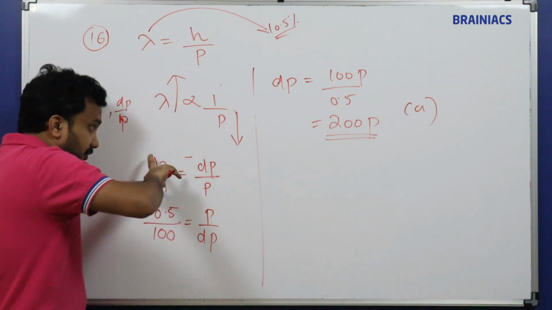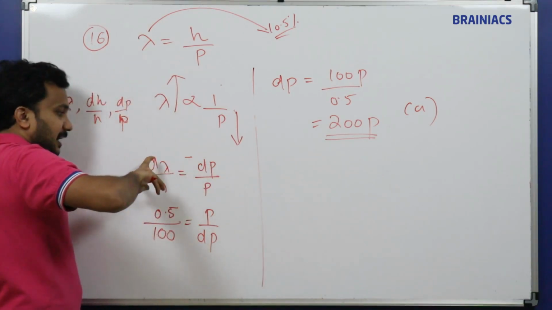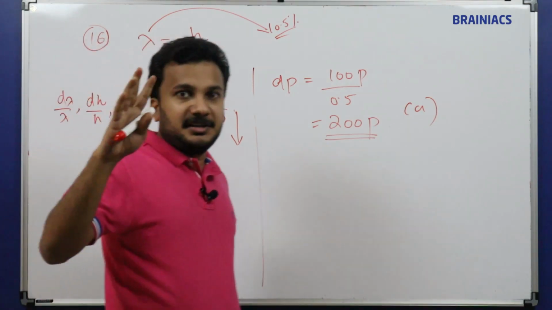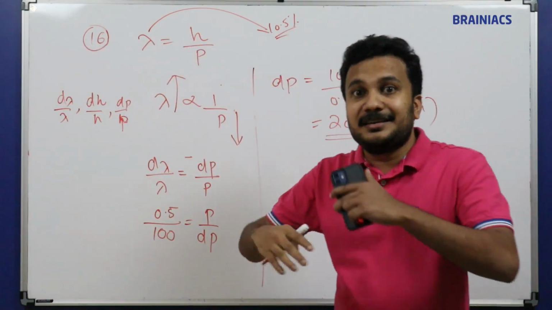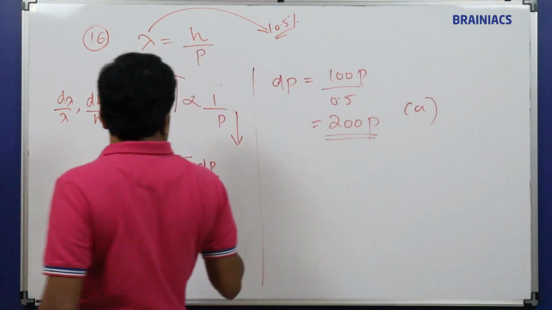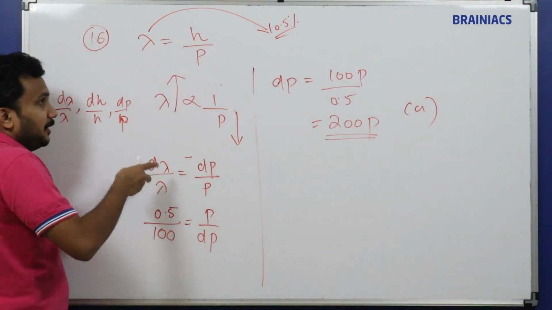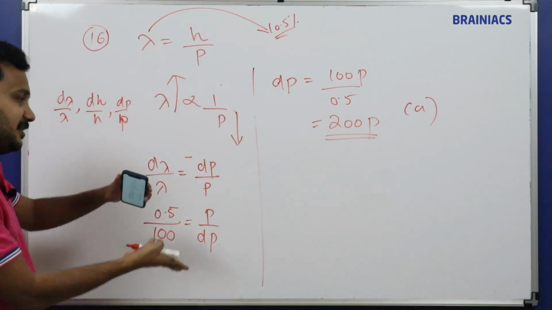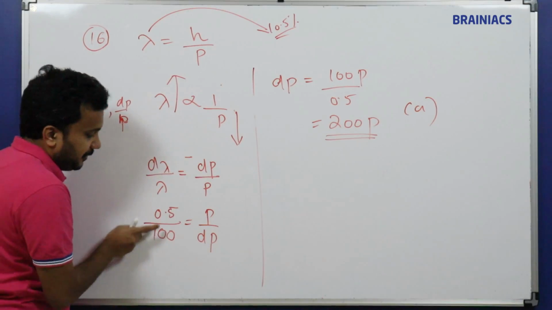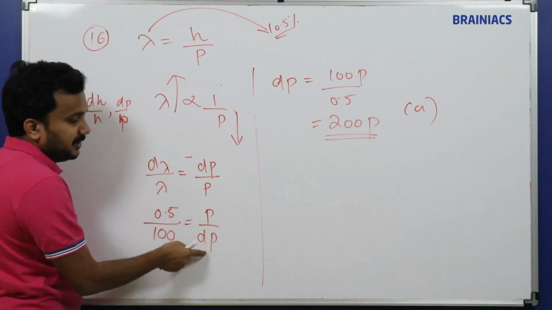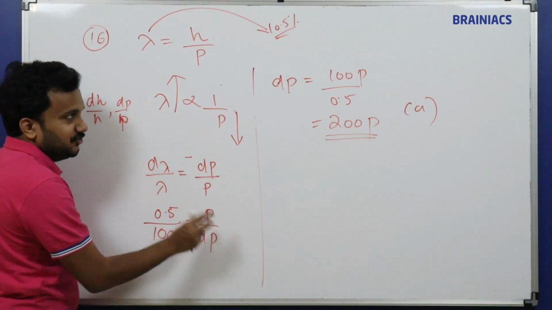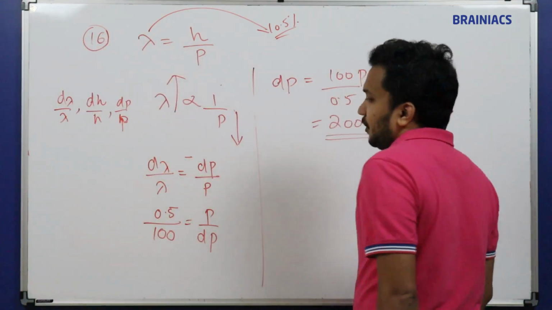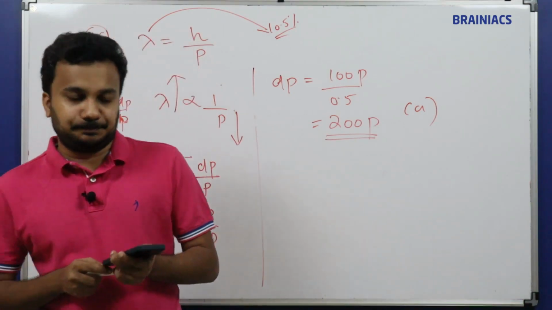dP by P would be a direct relation. D lambda by lambda equal to dP by P means a direct relation, but it is not a direct relation, right? It is an inverse relation. How should it come? D lambda by lambda is equal to minus dP by P. That is the reverse one. Then you substitute 0.5 divided by 100. P is the initial value, dP is the new value, the change in momentum. So the change in momentum has to be calculated, which is equal to 200p. Option A is the right answer.